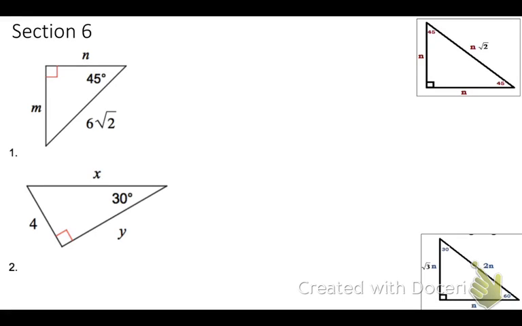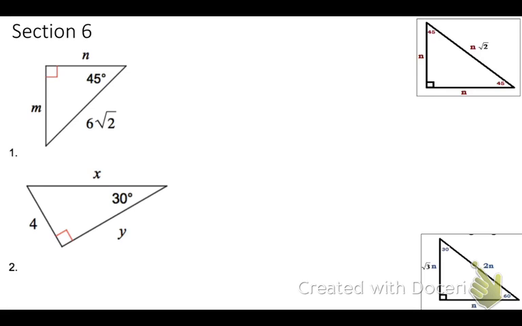Okay, back again for our last section, section 6. Section 6 asks you to do 3 things for each triangle. It says for each special right triangle below, do the following. 1, identify the missing angle measures. 2, state what type of special right triangle it is. And 3, find the missing side lengths.